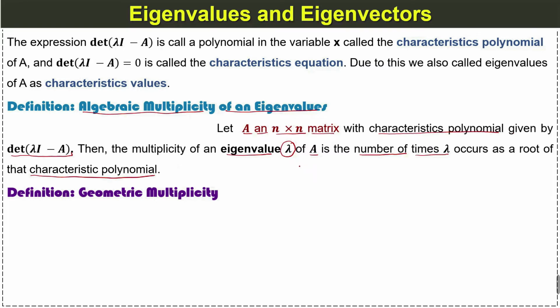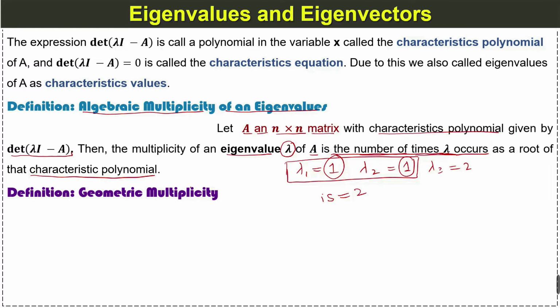Means we have lambda 1 equal to 1, lambda 2 equal to 1, and lambda 3 equal to 2. In this case we can see that lambda 1 and lambda 2 are both the same. This means the algebraic multiplicity of the eigenvalue is 2, since lambda 1 is repeated two times. So it is the number of times lambda occurs as a root of that characteristic polynomial.